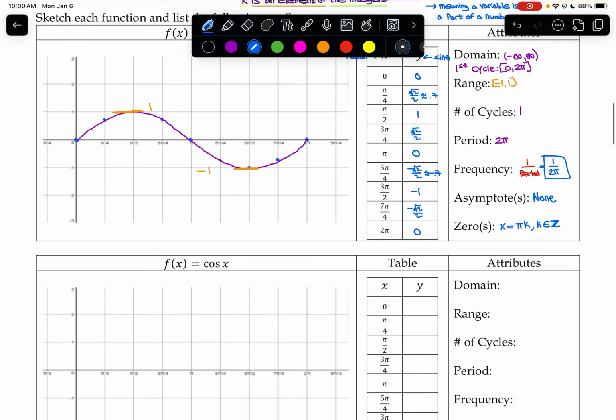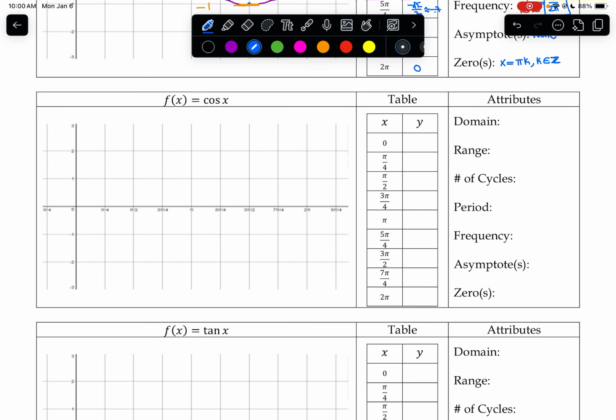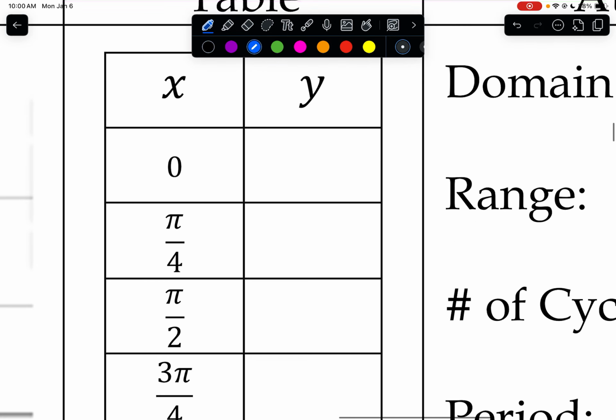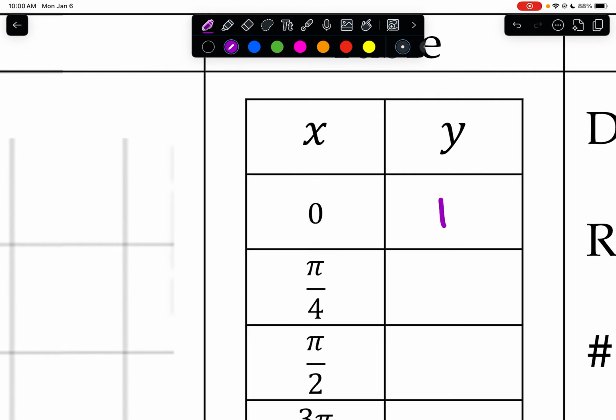So now we're going to come back and do cosine. For cosine, once again, we're going to start with the table. So cosine of 0 is going to be 1. Let me backtrack a second. Your x values are going to be your radians.